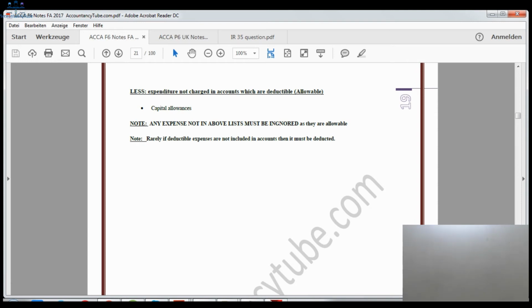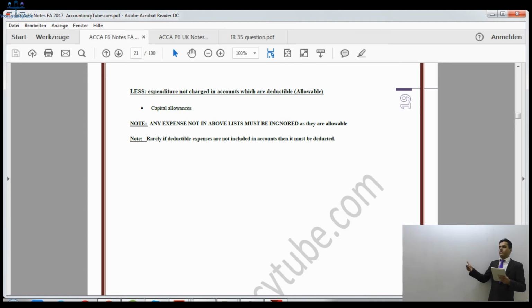And the last one in this list is we will deduct the expenditure not charged in the accounts which is deductible. There are a few expenses which are not deducted in our accounting profit. However, we should deduct them for our taxable profit purposes. And the note says any expenses not in the above list must be ignored.